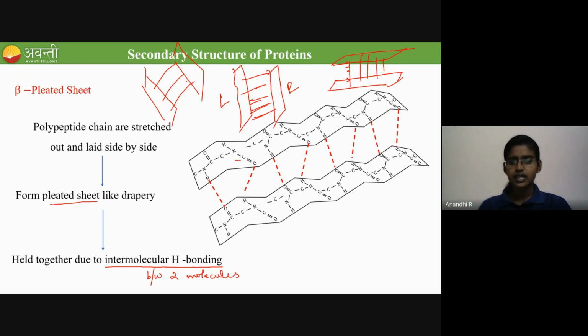Why is it called beta? Beta is the second Greek letter, no? Alpha is the first Greek letter and beta is the second. First they discovered the alpha helix, so they named that as alpha. After that they came to know there is also some interaction between the amino acids or polypeptide linkages between sheets. Since this sheet was discovered secondly, they named this as beta pleated sheet. Clear?